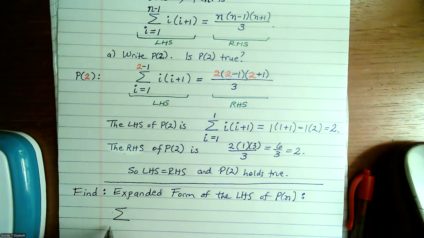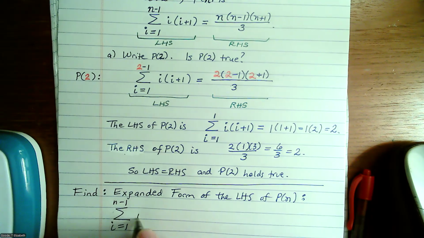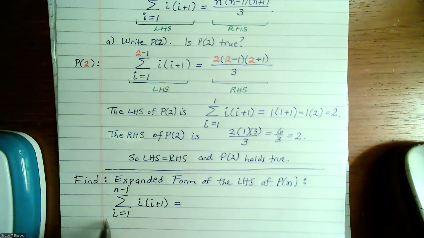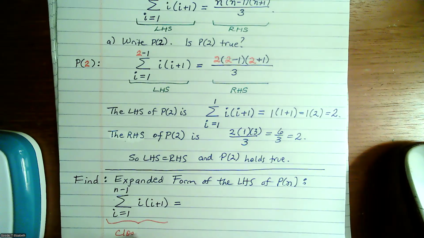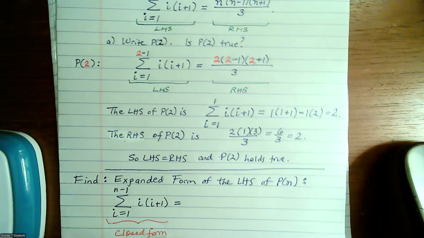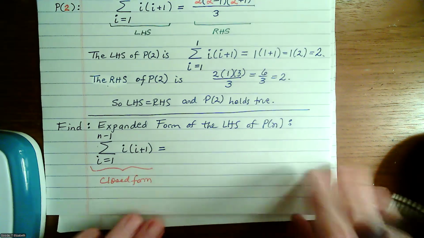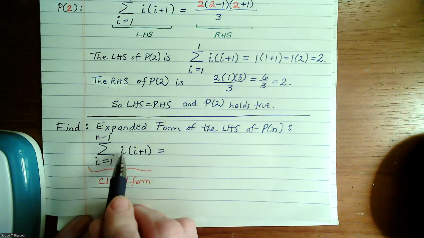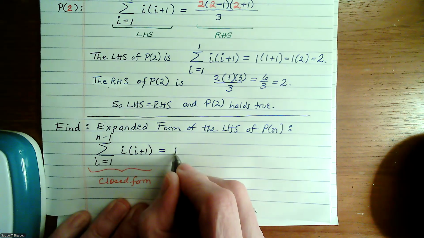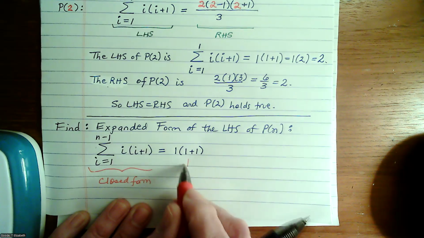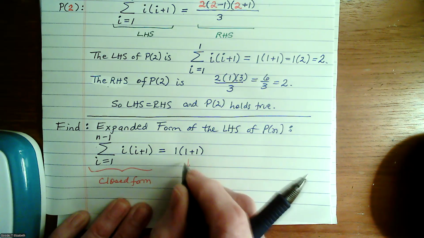So we're going to look at the sum from i equals 1 to n minus 1 of this expression i times i plus 1. This is the closed form, as you well know. Now let's work on the expanded form, and we'll write as many terms as we need to really see what's going on. I'm going to slide this up because we're just looking at the left-hand side. When we plug in a 1 for the i, it'll be 1 times 1 plus 1. That's the term that we might call A1.